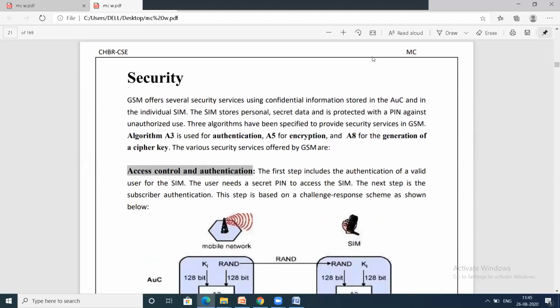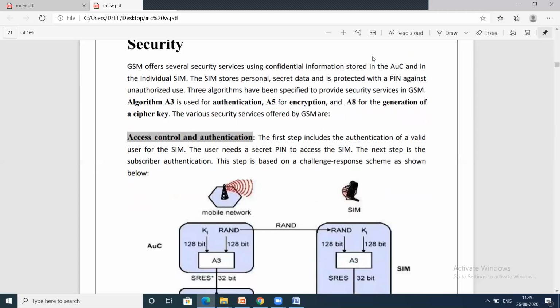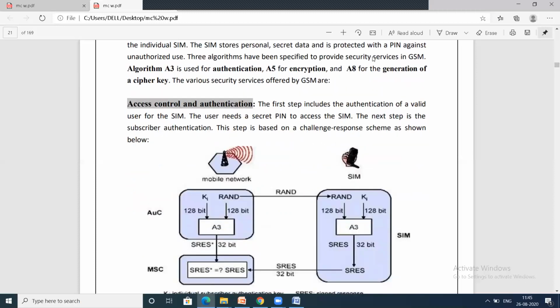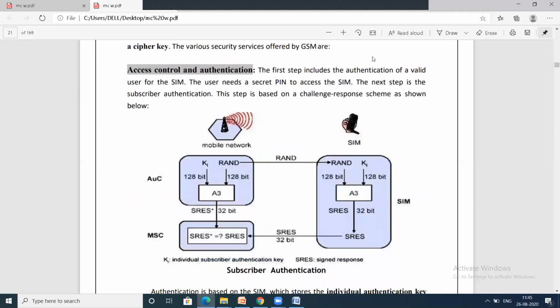The next topic we discussed here is security. In security, we discussed two security services. In the first security service, we discussed access. This diagram shows access control and authentication. Here, we will check the subscriber authentication. To check the subscriber authentication, we use the A3 algorithm.